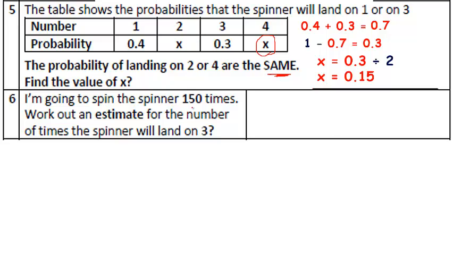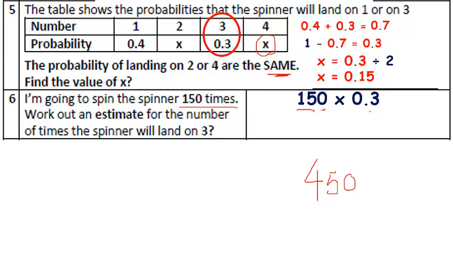I'm going to spin a spinner 150 times, so that's a clue there, 150 times. What's the probability of getting a 3? Probability of getting a 3 is 0.3, so 150 times 0.3. Remember the technique that I showed you? 15 times 3 is 45. I'm going to add a 0 on because of that 0 there. That's 1 decimal place here, so I'm going to take 1 decimal place off, and it's going to be 45.0, in other words, just 45.